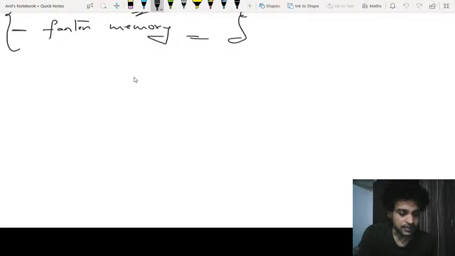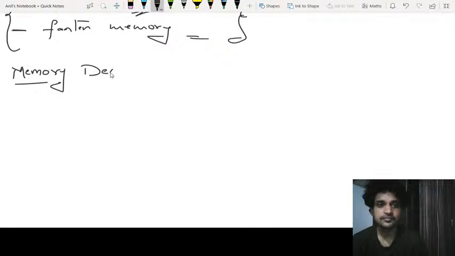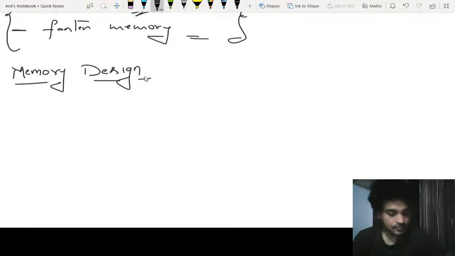Now let us get into the main memory design. We design the memory. What is memory? Memory is just, as I told you, for a CPU there is only one memory, which is called the main memory.